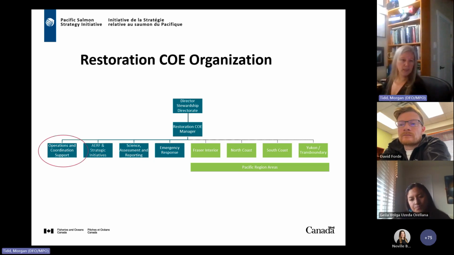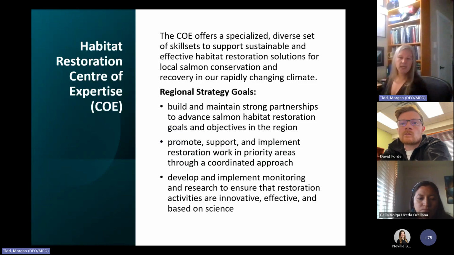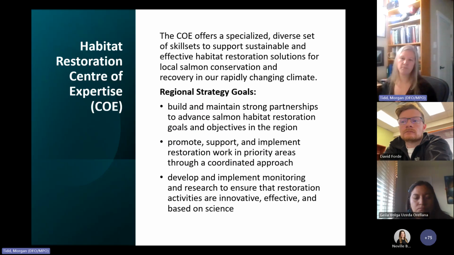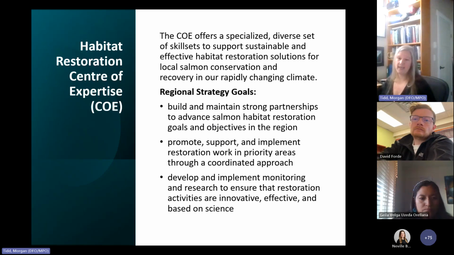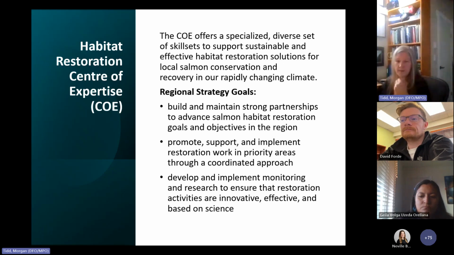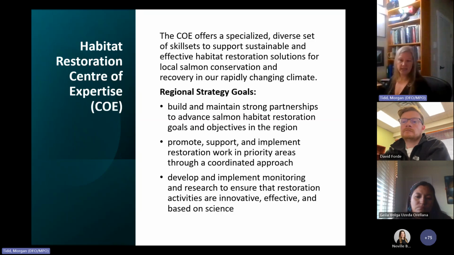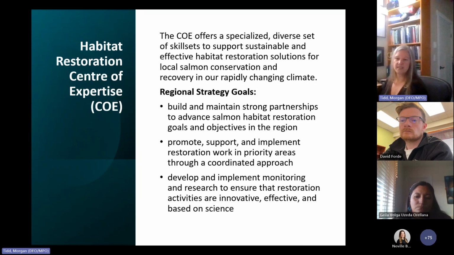And this is me and our team on the operation coordination support side of things. And so the intent of the COE is to bring much of the specialized expertise required for restoration in-house and expand our capacity to advance restoration through the following goals: building and maintaining relationships, promote, support, and implement coordinated restoration work in priority areas, and develop and implement innovative and effective science-based restoration.